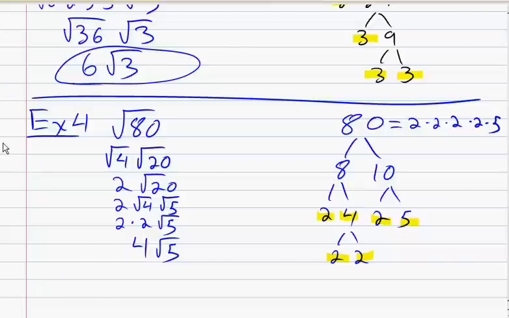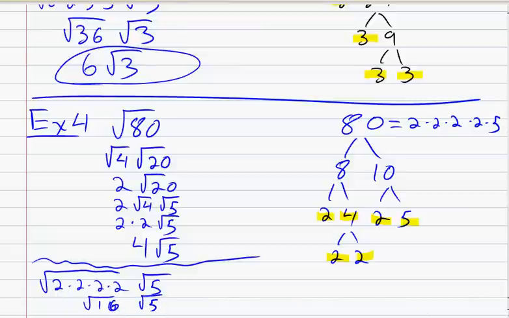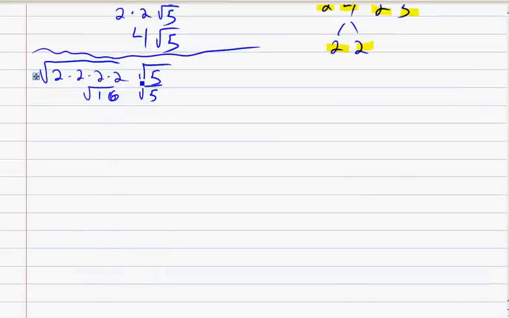So if I'd done it over here, I might have said the square root of 2 times 2 times 2 times 2 and the square root of 5, which would give me the square root of 16 times the square root of 5, which gives me 4 times the square root of 5. Same answer. And you will come out with the same answer. Just be careful if you're not going to do the factor tree to take out all the perfect square factors.